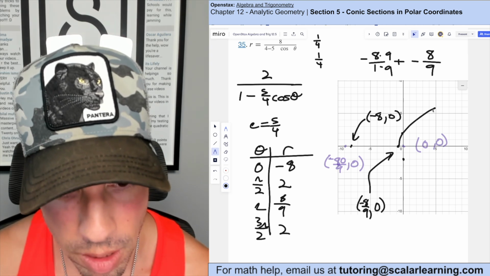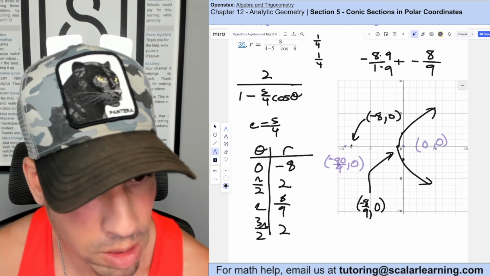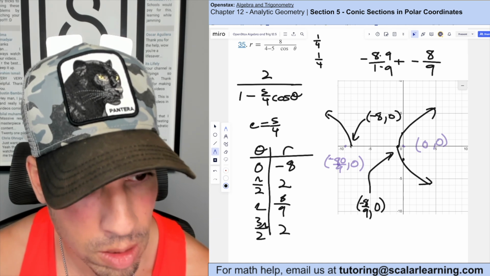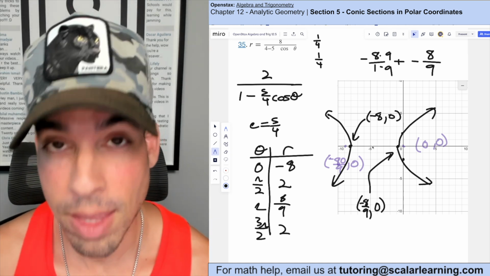And then we're just going to roughly draw in the hyperbola. So it's going to go up like this, roughly down, obviously a very rough estimate. And then we're going to go up like this. And as I mentioned, it's going left and right. So anyways, that's how you do it.